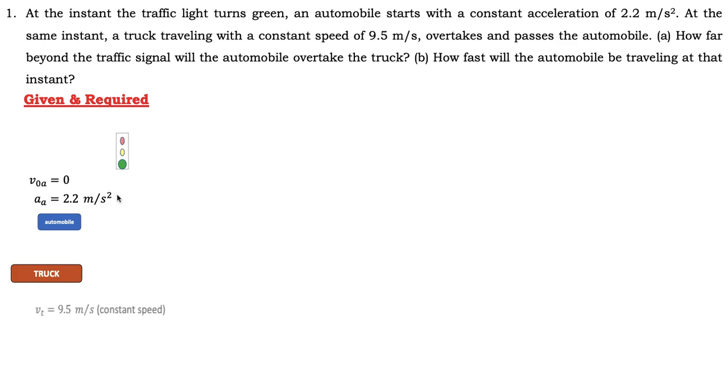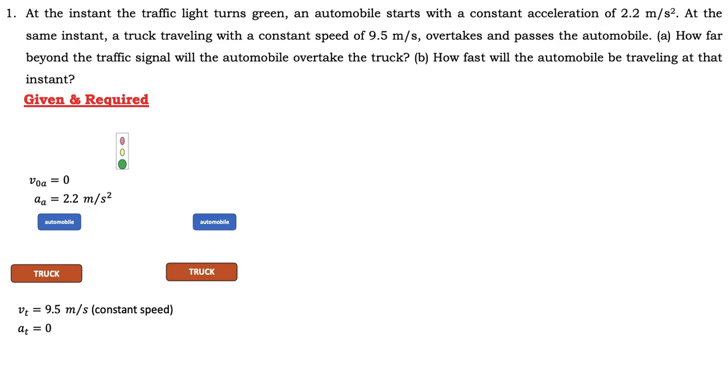And the truck comes with a constant speed, Vt equals 9.5 meters per second. Because it has constant speed, the acceleration of the truck, At, equals 0. The truck goes ahead and the automobile overtakes the truck.